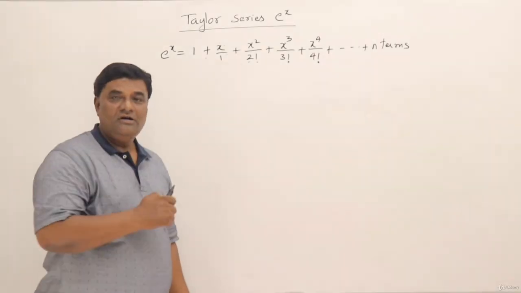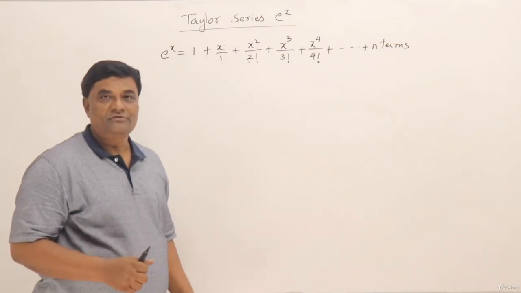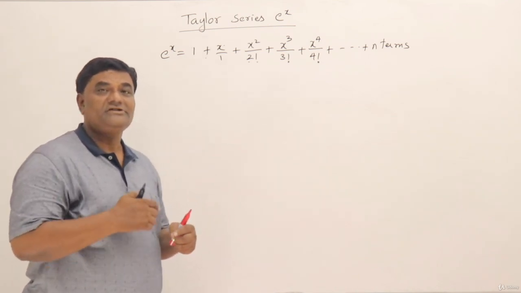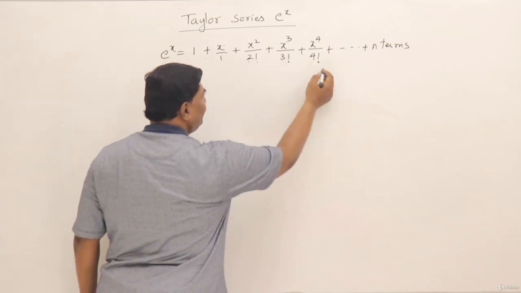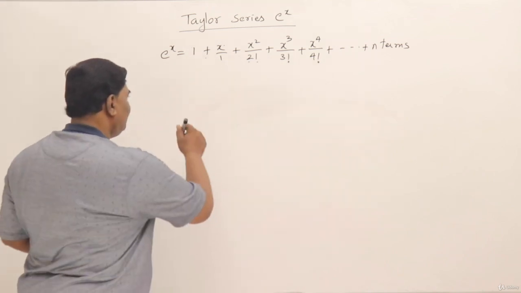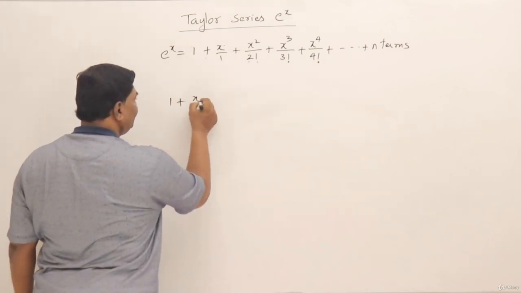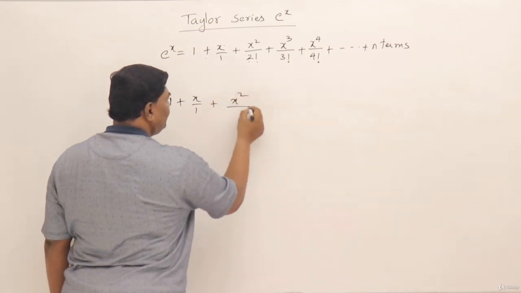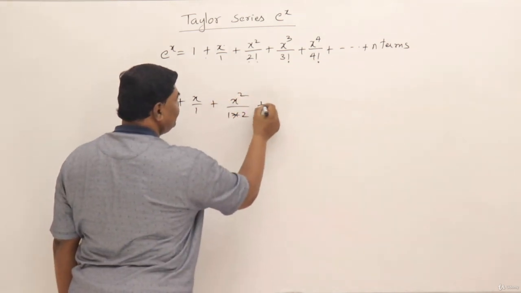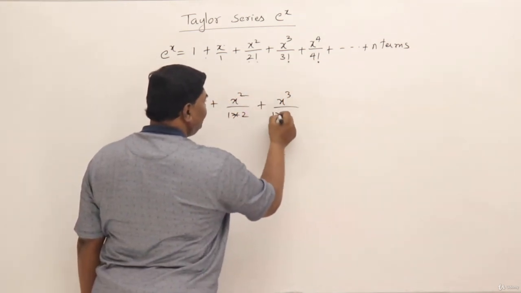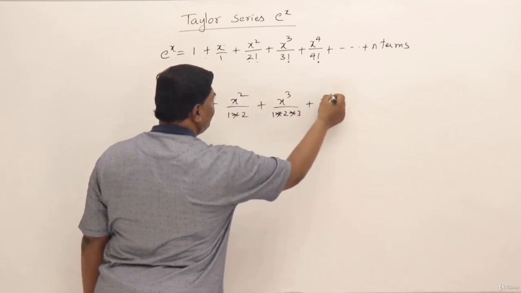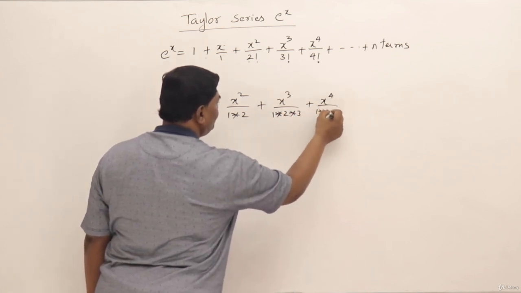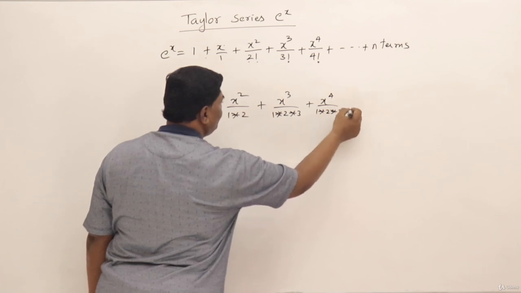Now I'll show how we can reduce multiplication. So here I can take the terms common. Let us start. I will take up to power 4. So I will rewrite that formula: 1 plus x by 1 plus x square by 1 into 2 plus x cube by 1 into 2 into 3 plus x power 4 by 1 into 2 into 3 into 4.